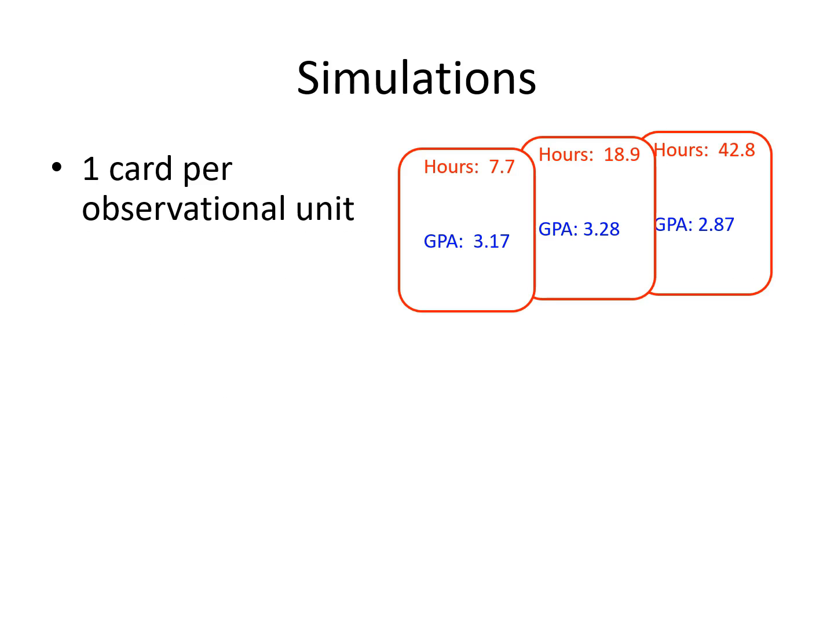To simulate results where the null hypothesis is true, we'll imagine having one card per observational unit. In this case, one card per student. And each card has written on it that student's number of hours that they spend on non-academic activities and that student's GPA. So they're values of both the explanatory and the response variables.